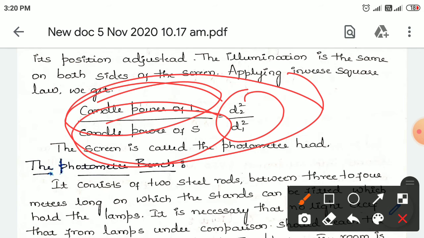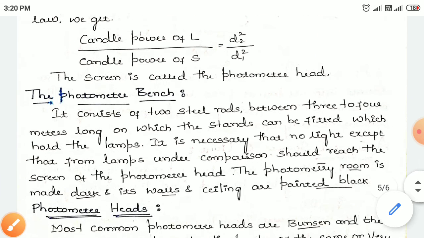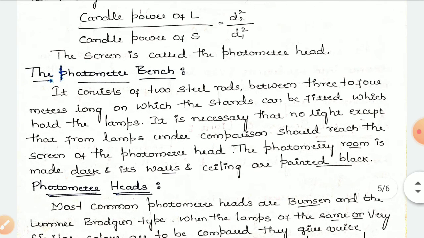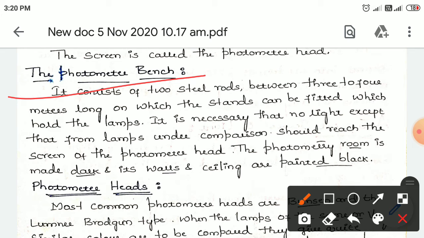Okay, so what are the different parts of this photometric bench? It consists of mainly three important parts. First, and very important, is the photometer bench.